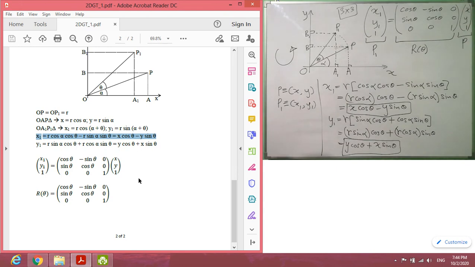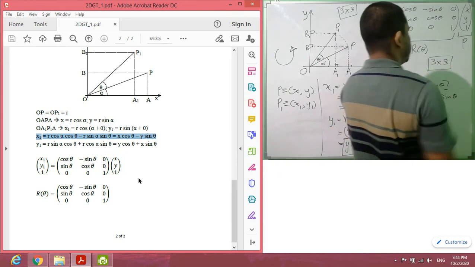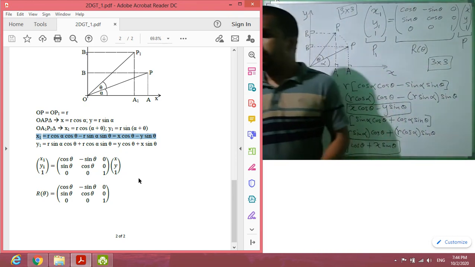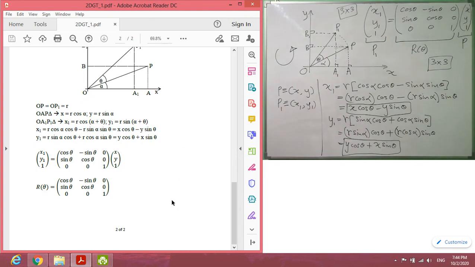Okay, in that way, now we have derived the 3 by 3 matrices for translation, scaling and rotation. That is the end of this lesson, and thank you for listening.